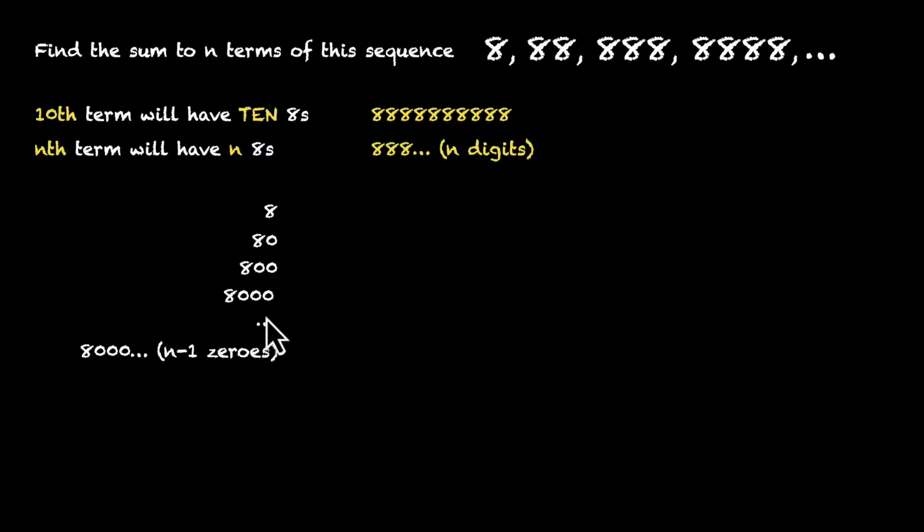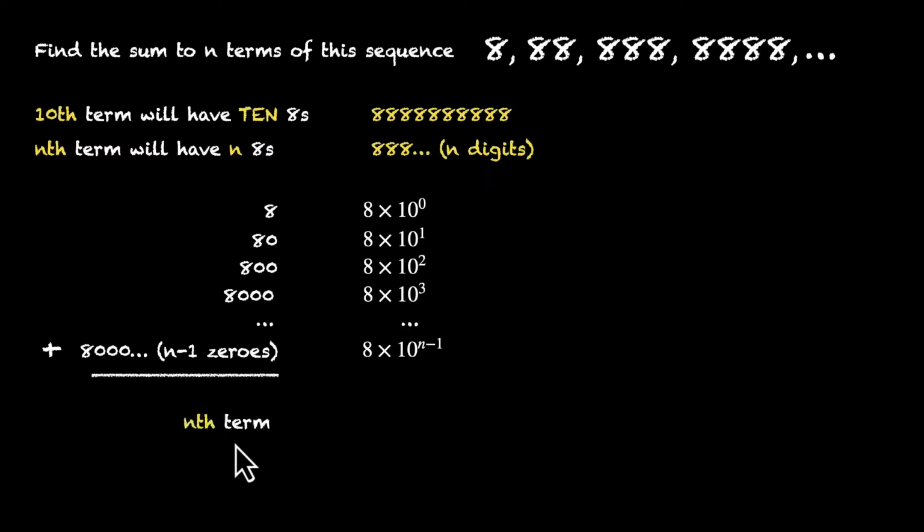Now GP, geometric progressions, are all about multiplication and exponents. So we can take this one step further. We can say that all of these terms are 8 times some power of 10. This first one is 8 times 10 to the power 0, that's 1. Then we have 8 times 10 to the power 1, 8 times 10 to the power 2, 8 times 10 to the power 3, and so on. And this last term is 8 times 10 to the power n minus 1. Now we are talking.